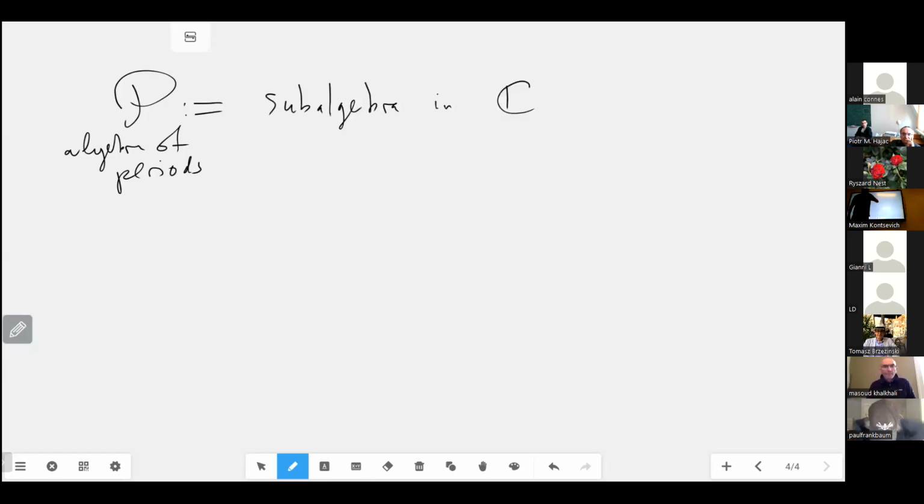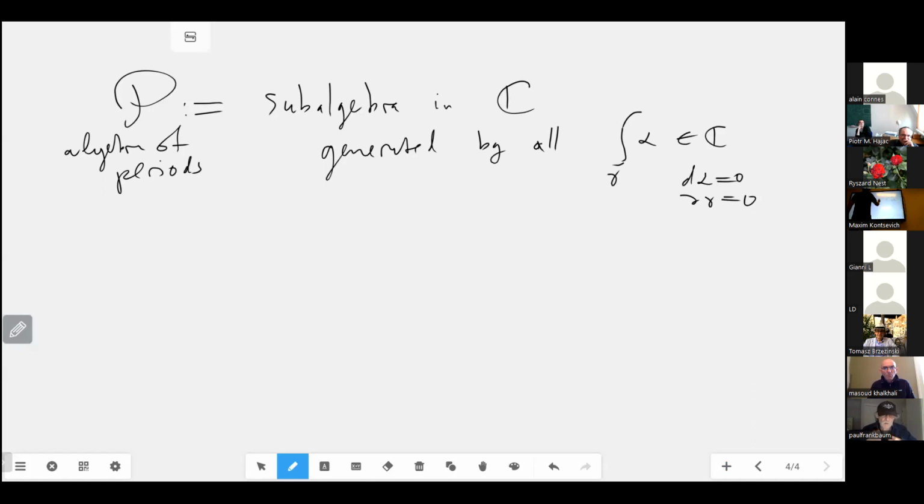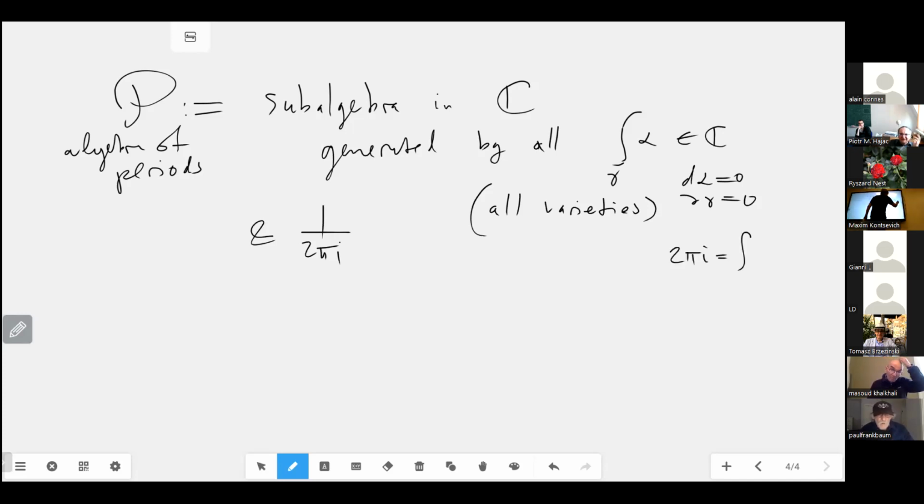in C, generated by all possible integrals of closed forms over closed cycles, for all possible varieties, and the inverse of 2 pi i. 2 pi i itself is a period. Of course, 2 pi i is the integral of dt over t over some circle. But 1 over 2 pi is not, as we know, a period.